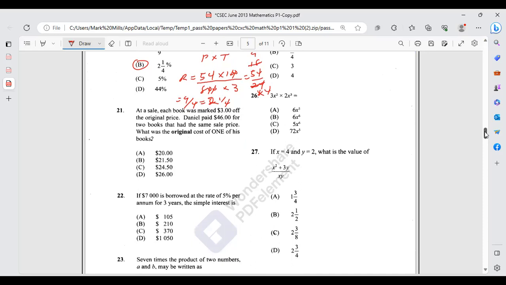At a sale, each book is marked $3 off the original price. Daniel paid $46 for 2 books, right? They are at the same sales price. What is the original cost of 1 book? What will I do? How do I approach this question?